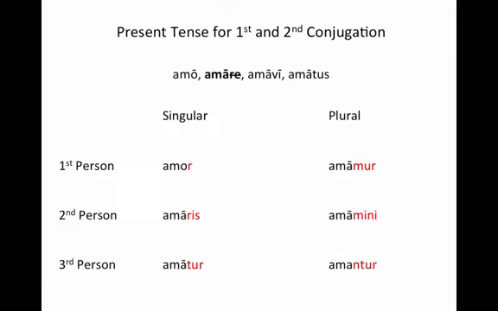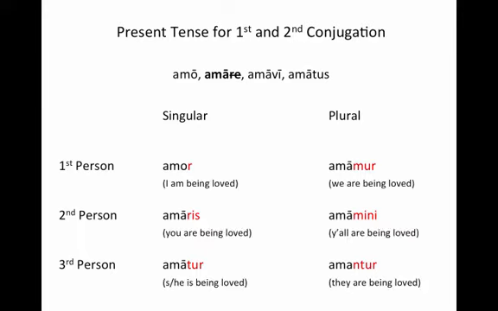So our endings are R, ris, tor, mor, mini, entor. And you'll note that the meaning is passive for all of these. So amor, I am being loved. Amaris, you are being loved, and so on and so forth.